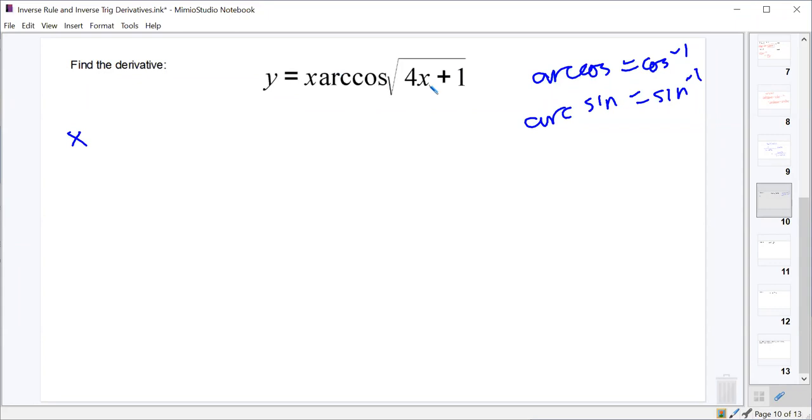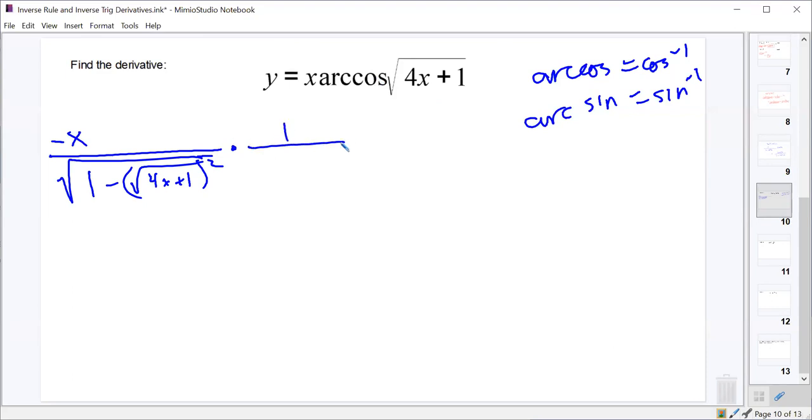And so the derivative of that should be a negative, first of all, and then it should be 1 over root 1 minus this function squared. And then we've got to multiply by the derivative of root 4x plus 1. So the derivative of root 4x plus 1 is 1 over 2 root 4x plus 1. And then we've got to multiply that by the derivative of 4x plus 1 using the chain rule again. Everybody good with that?